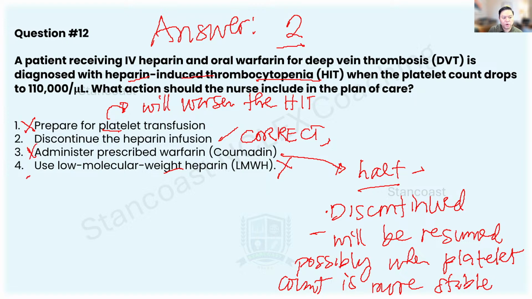What about number 4? Use of low molecular weight heparin. It's gonna be discarded. We don't want that either. So we are done with this question. Our answer is discontinue heparin infusion.